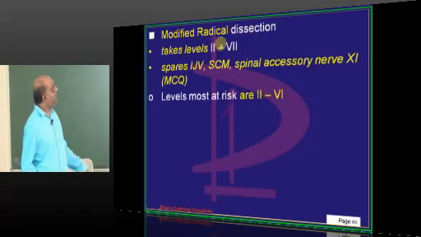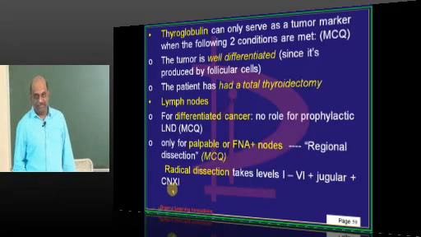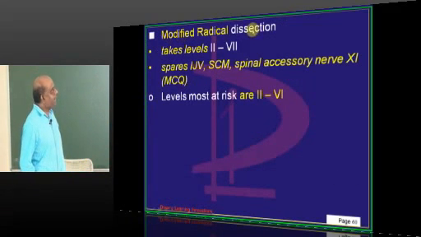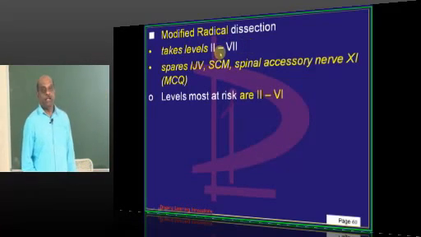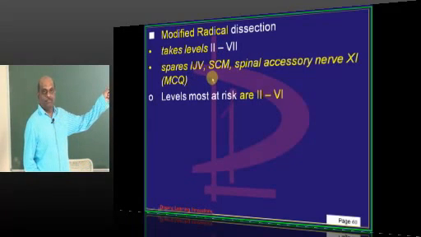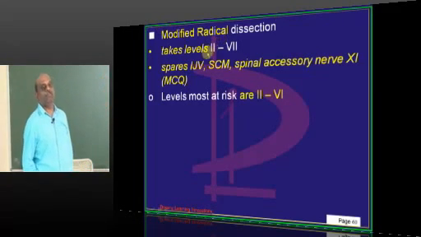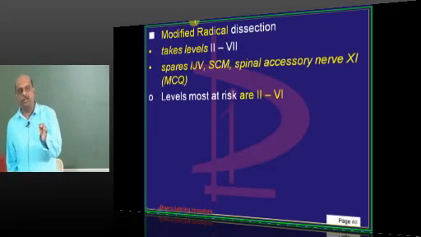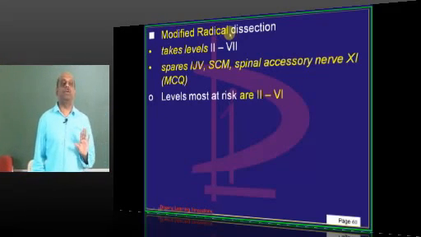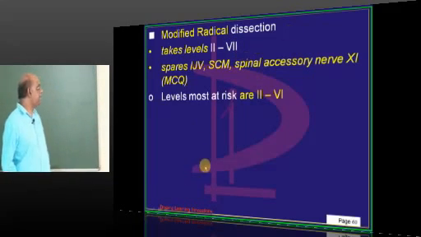Then what is modified radical neck dissection? Sacrificing the jugular and cranial nerve 11 is considered to be a little barbaric. So they discovered modified radical dissection. In this you will take away the lymph nodes at level 2 to 7 and you will be sparing the internal jugular vein, sternocleidomastoid, and the spinal accessory. These things are spared in case of modified radical neck dissection. But when will you do it, doctor? Medullary carcinoma of thyroid only; there is a role for neck dissection. That is what you have to remember.